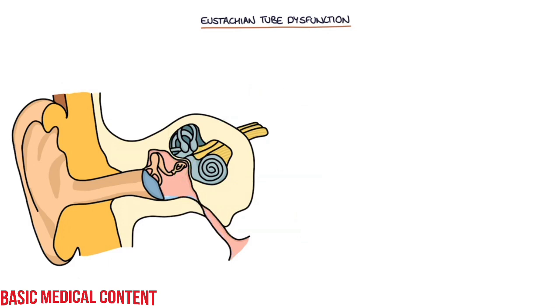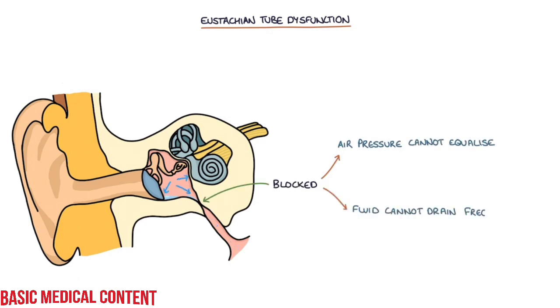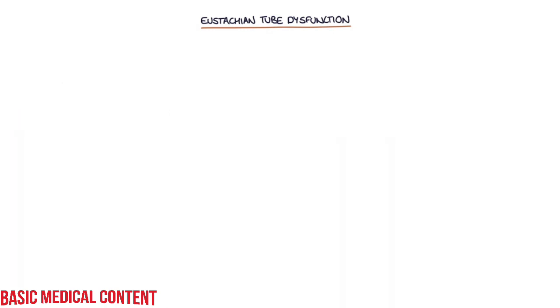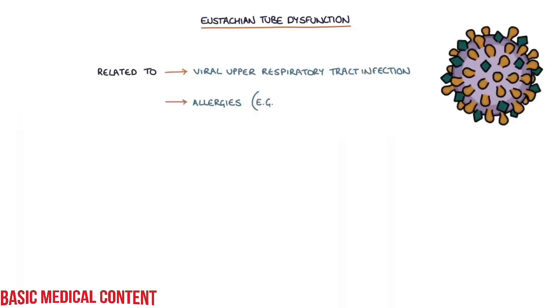When the Eustachian tube is not functioning correctly or it becomes blocked, the air pressure in the middle ear cannot equalize properly, and fluid cannot drain freely from the middle ear. The air pressure between the middle ear and the environment can become unequal, and the middle ear can fill with fluid. Eustachian tube dysfunction may be related to a viral upper respiratory tract infection, to allergies, for example in hay fever, or to smoking.